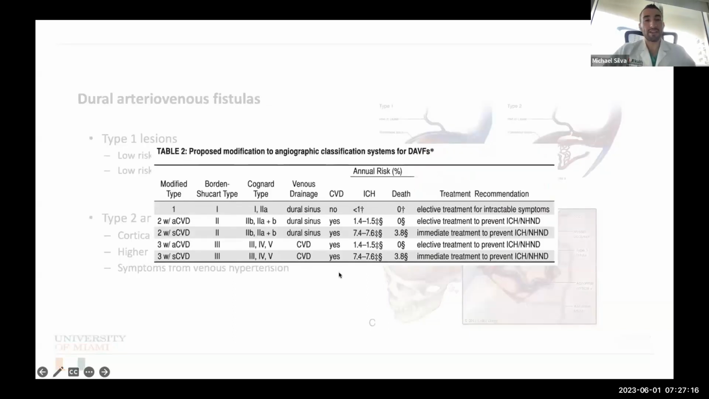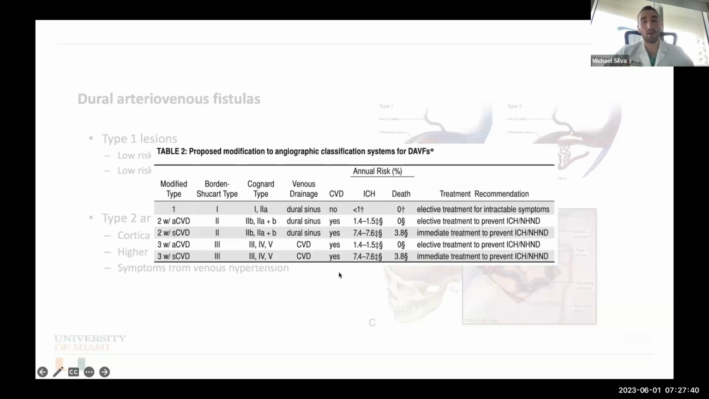So another element to this is the symptomatology. People have figured out that if patients are symptomatic, even with higher risk angiographic fistulas, that carries with it a higher risk of hemorrhage or neurologic deficit. So the differences are right around 1.5% versus around 7.5% of hemorrhage, whether it's type 2 or 3, whether or not the patient has symptoms.